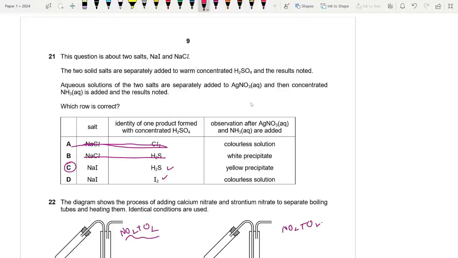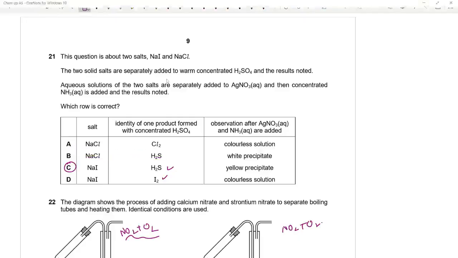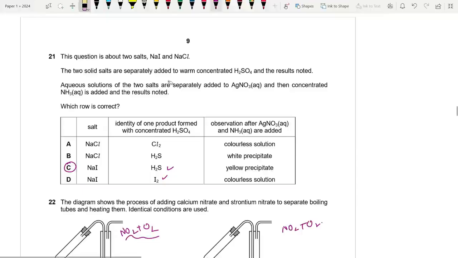So why did I cross out A and B? A is wrong because sodium chloride, okay, that's fine. It is a colorless solution. This is true. However, when it reacts with H2SO4, chlorine is not produced. Why? Because H2SO4 is an oxidizing agent and chloride is a reducing agent. I agree. However, H2SO4 is a weaker oxidizing agent than chlorine, which is why it does not have the capacity to oxidize chloride, because chlorine is a stronger oxidizing agent than sulfuric acid.